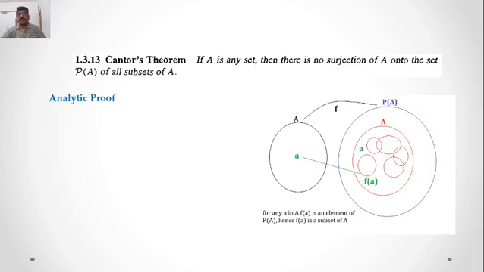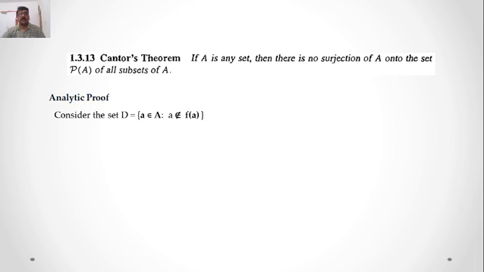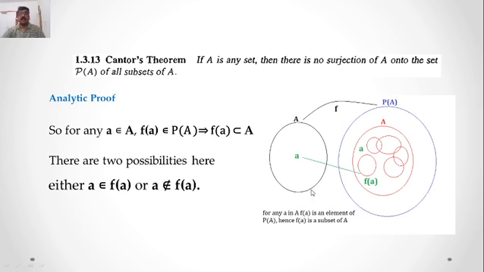So for any a you take here, that a may be in f of a or may not be in f of a. Suppose you take a in f of a. There are two possibilities here. If you take any a and its image f of a, which is a subset of A, an element of P(A), this a may be in f of a or may not be in f of a.